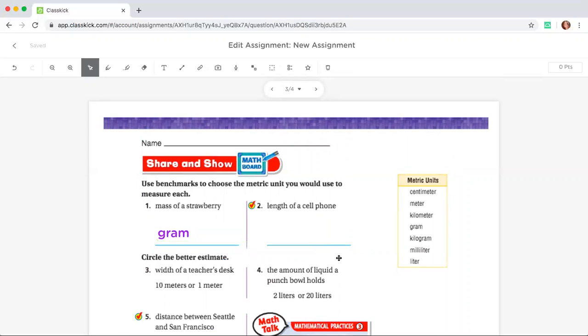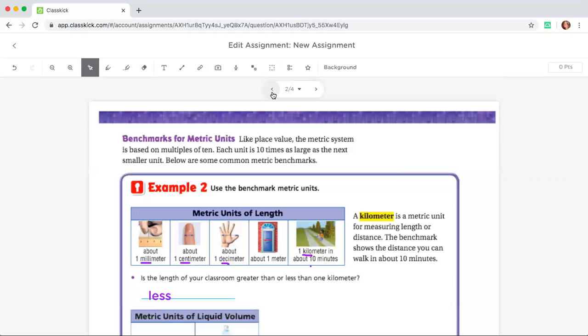The length of a cell phone, we're using metric again. When we're looking at length, if we went back to this other page, we could see length is all meters: millimeters, centimeters, decimeters, meters, or kilometers.